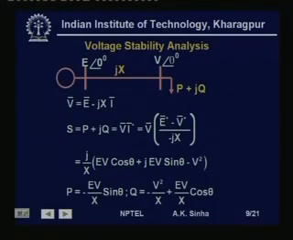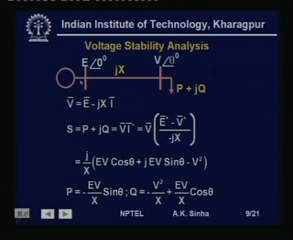We have neglected the resistance of the transmission system. The voltage at the receiving end is taken as V angle theta degrees, where this angle theta will depend on the load. The load on the system is P plus jQ. P is the real power load and Q is the reactive power load.